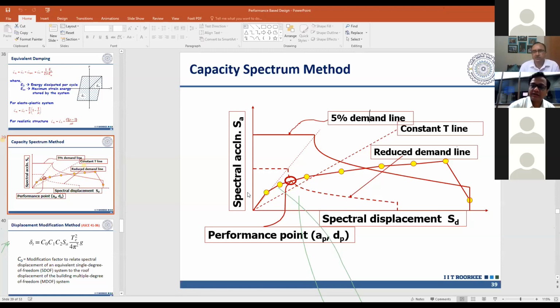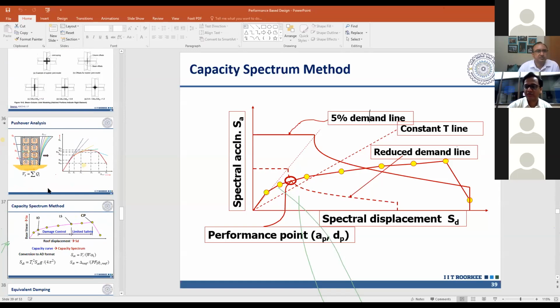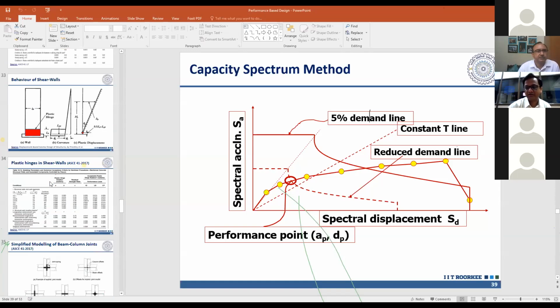Thank you, sir. The next question is, the ASC tables provide acceptance criteria of members. How can we extend that to structures? The critical number of members may be in the life safety level, but many are in the immediate occupancy level or vice versa. So how to define the building's performance? Is there any general recommendation? Okay.